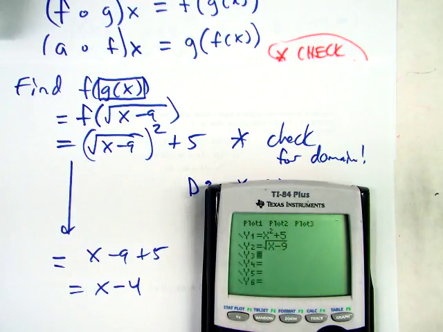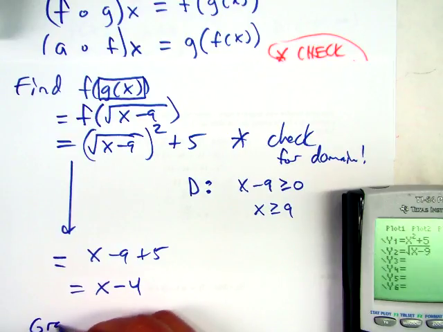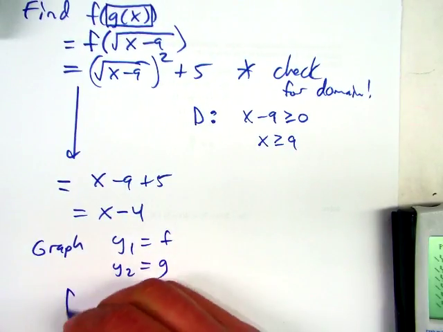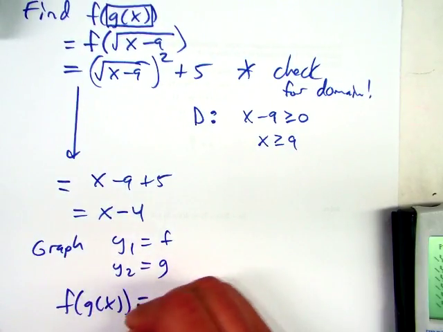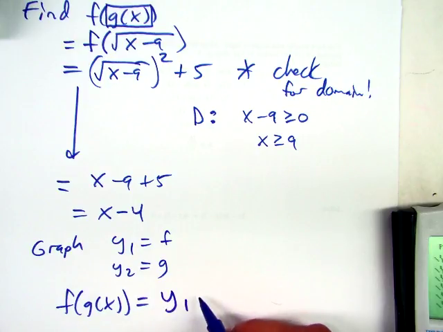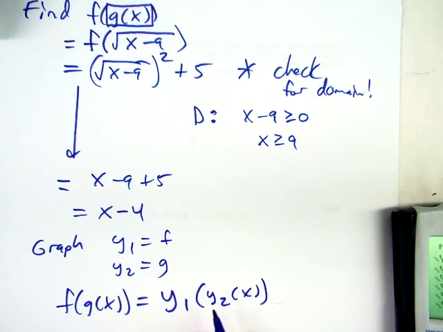What we want to graph, what was y1? Y1 was really f, right? And y2 was g. How do I write that if I'm looking at f of g of x? How do I write that in the calculator? Use parentheses. What's f? So this is the same as y1 of y2 of x. So we can tell the calculator to do the composition for us to see what it looks like.